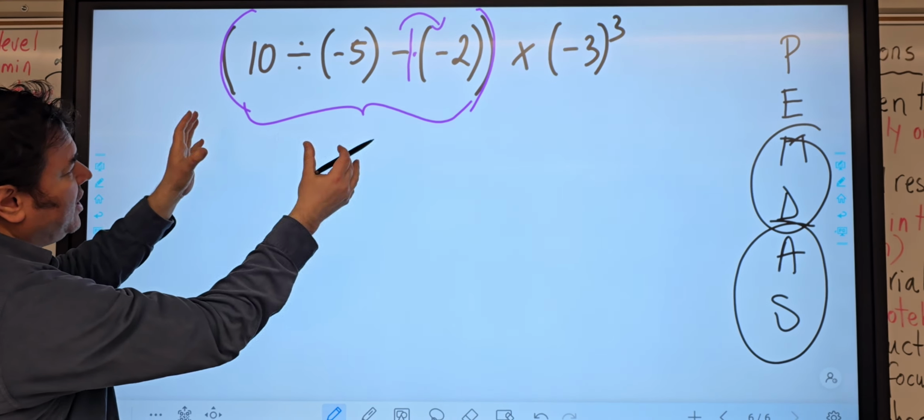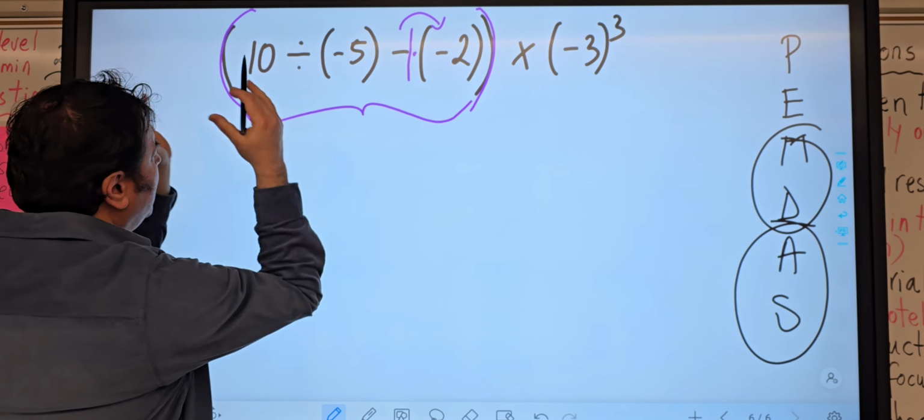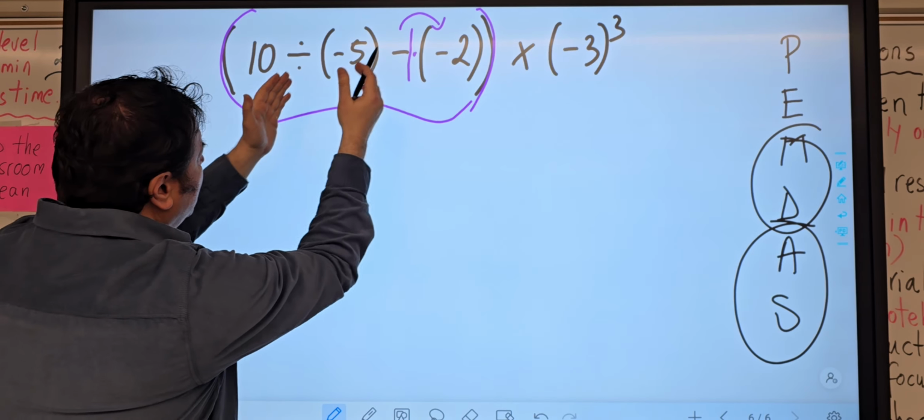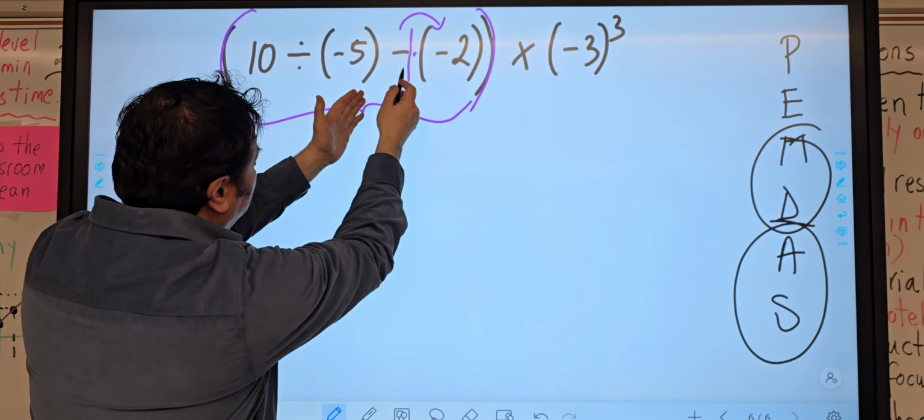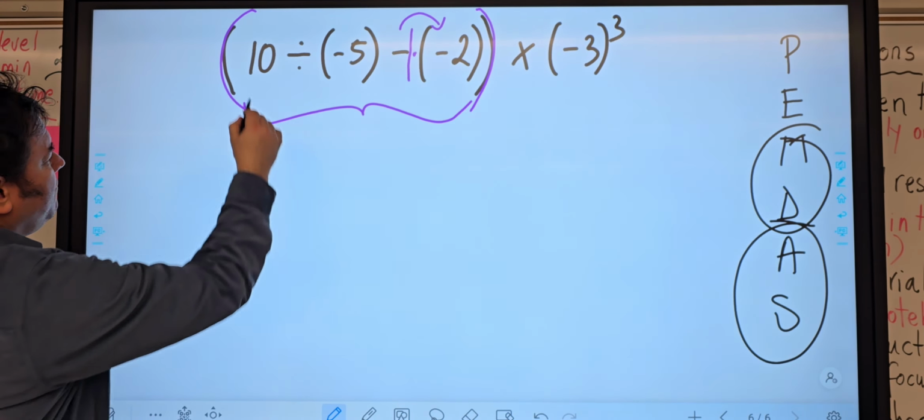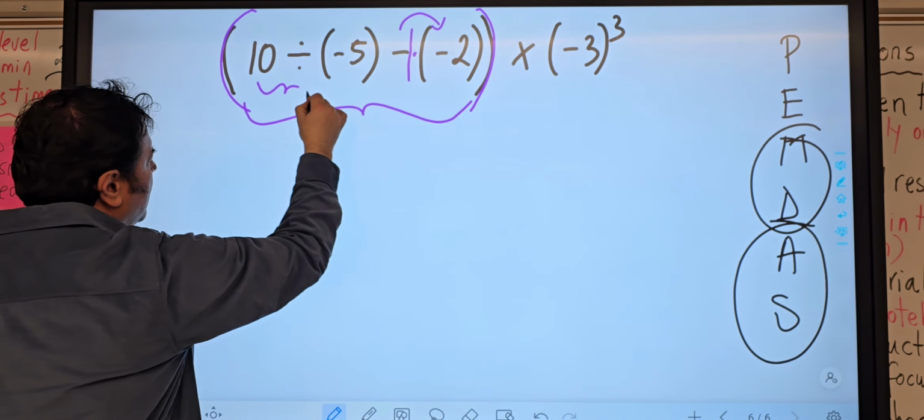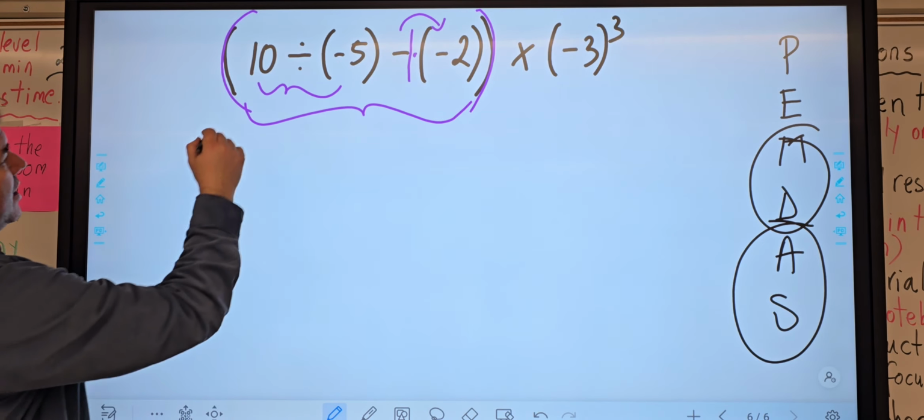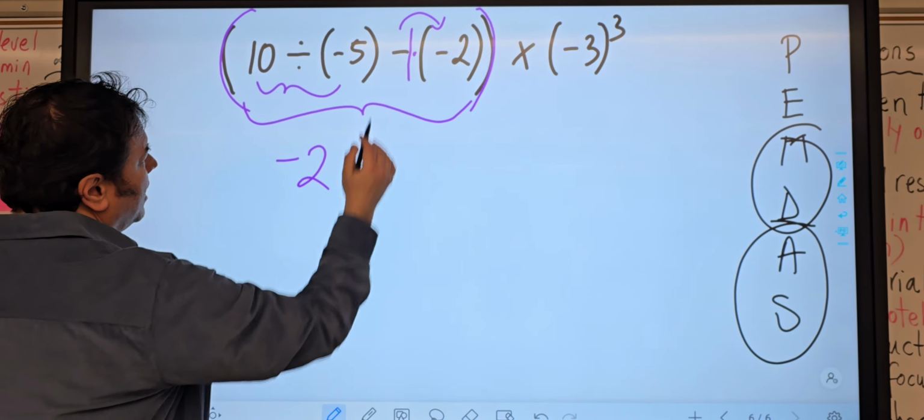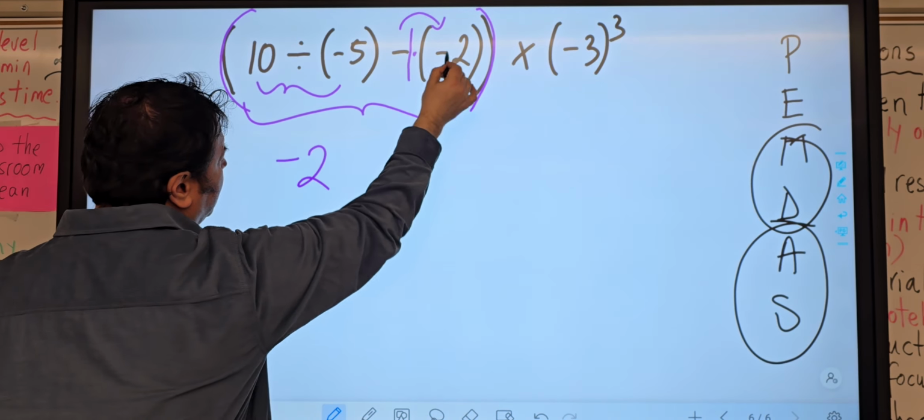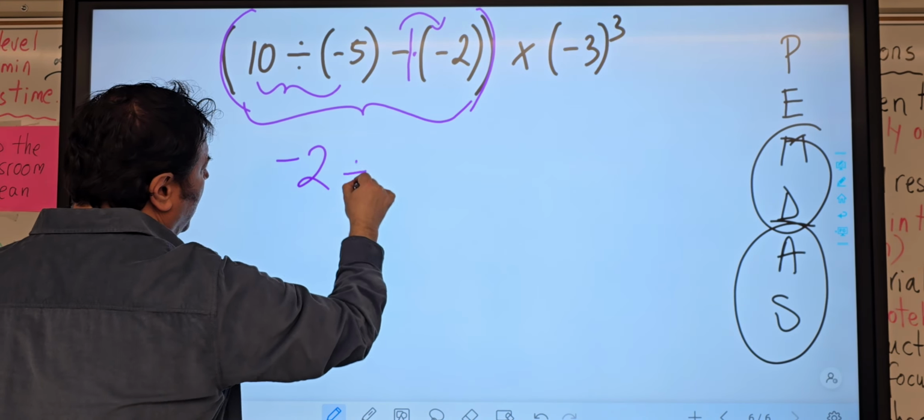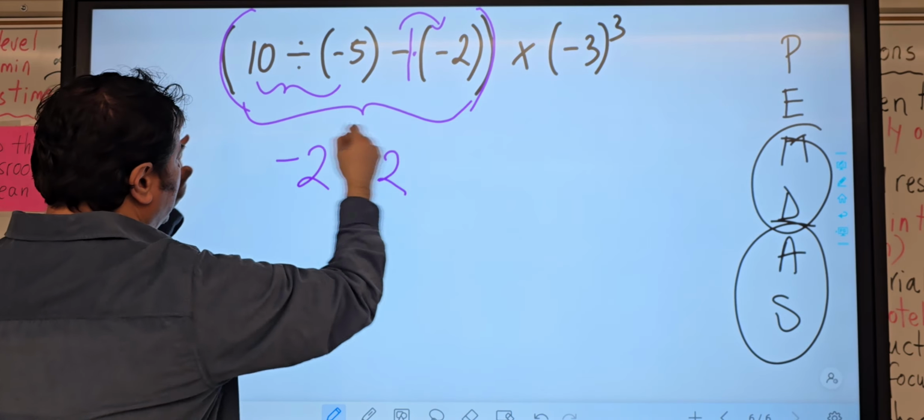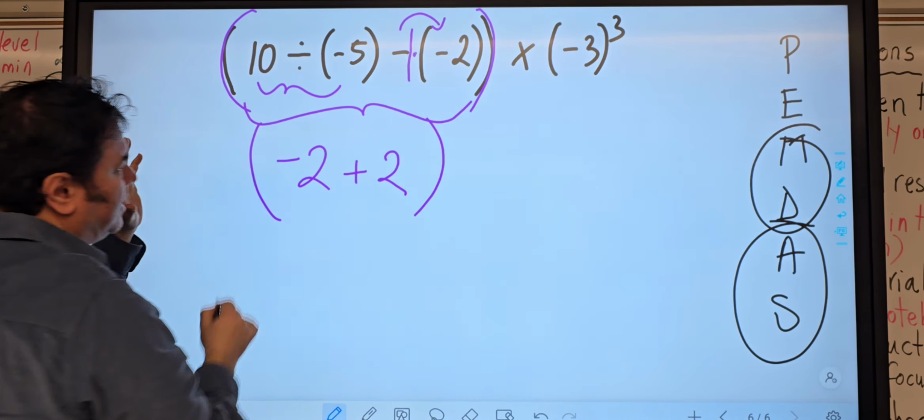Remember, when we have multiple things, we are going from the inside out. So let's solve. We have division, and then we have subtraction and multiplication. But first, division is going to come first. So we have 10 divided by negative 5. That becomes negative 2. And then we have negative times a negative becomes a positive. So plus 2.